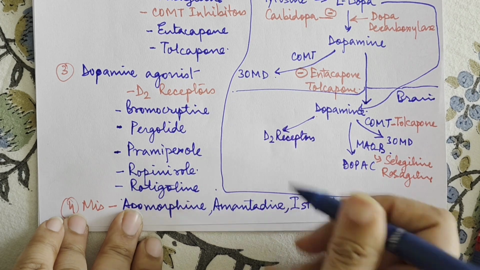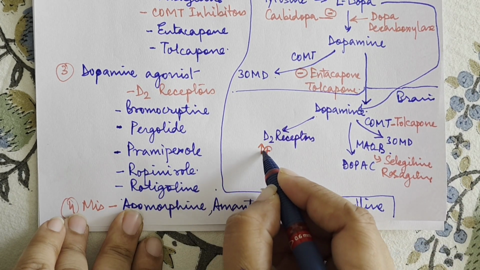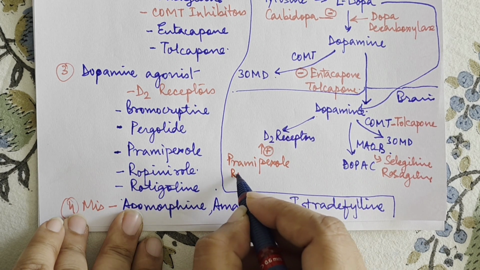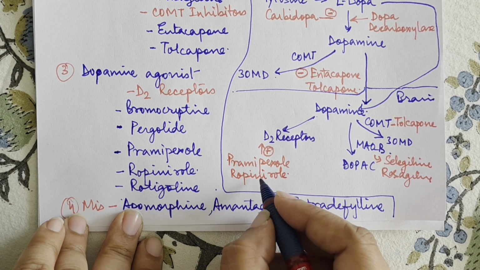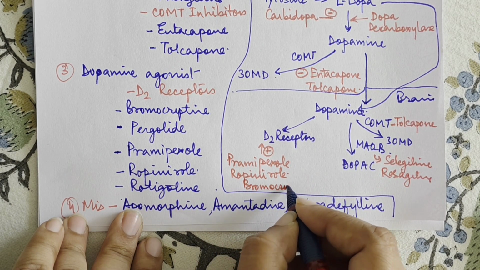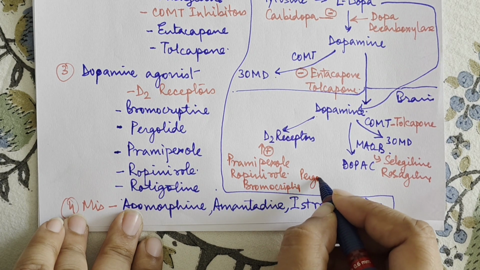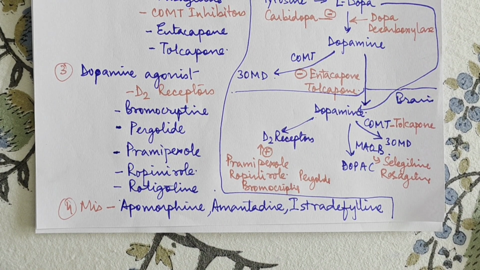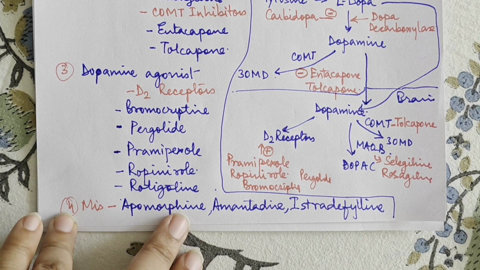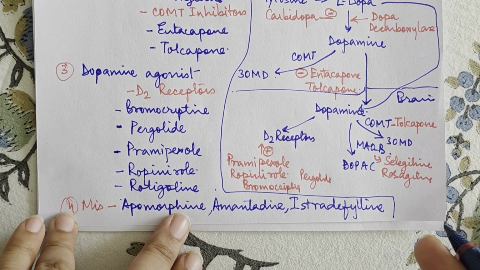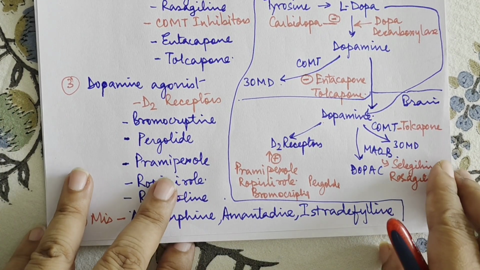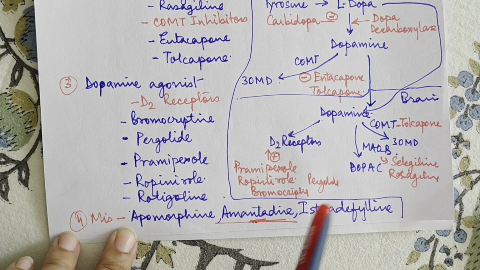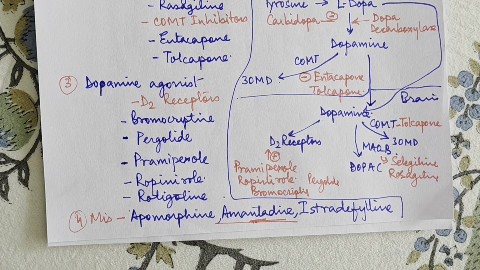Now dopamine goes and acts on the D2 receptor. So what are the drugs which act on D2 receptors and have a positive impact? That is pramipexole, ropinirole, bromocriptine and pergolide, right? So these are the drugs which act on the dopamine receptors. And amantadine basically also acts here. It increases the presynaptic release and decreases the reuptake. So it increases the synaptic dopamine levels by decreasing the reuptake. So that is the mechanism of amantadine. Amantadine also acts in the CNS. So let's go one by one to each drug now.